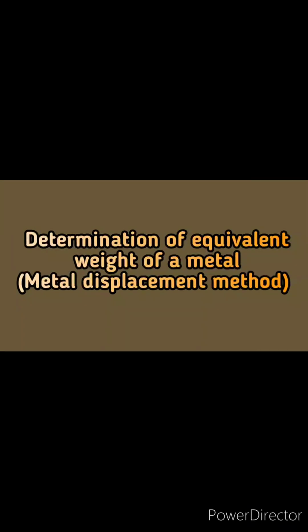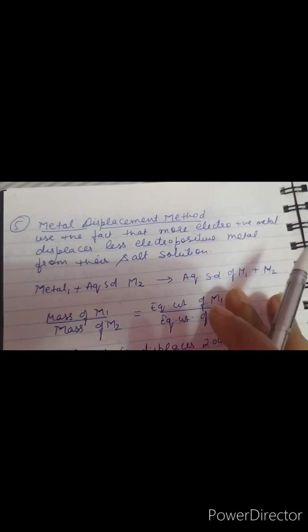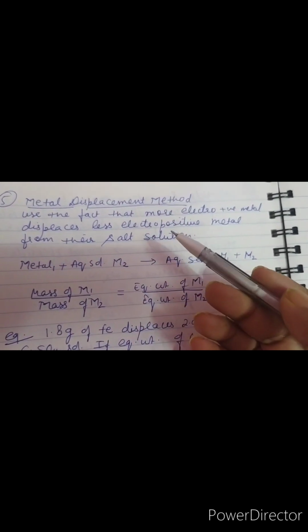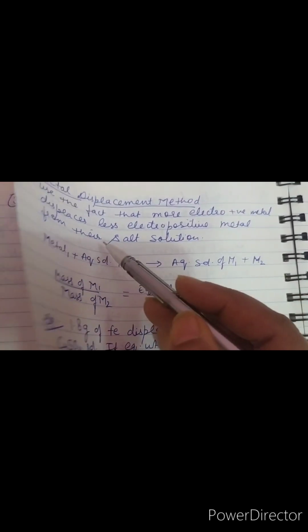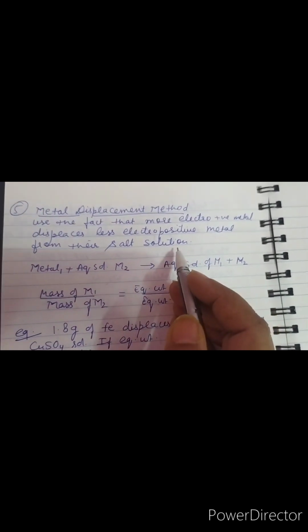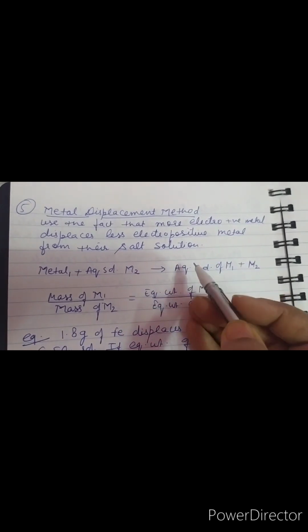Dear viewers, in this video I have come up with the fifth method for determining the equivalent weight of a metal, that is the metal displacement method. It depends on the fact that a more electropositive or more reactive metal displaces a less reactive metal from their salt solution. This concept you have studied in your class 9, 10th, even 11th and 12th.